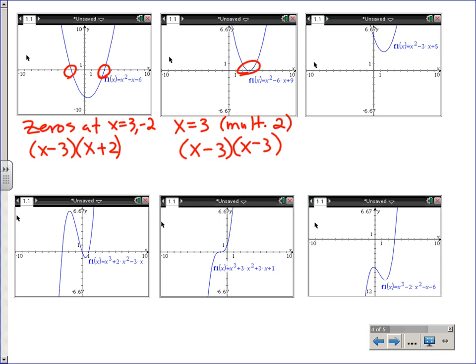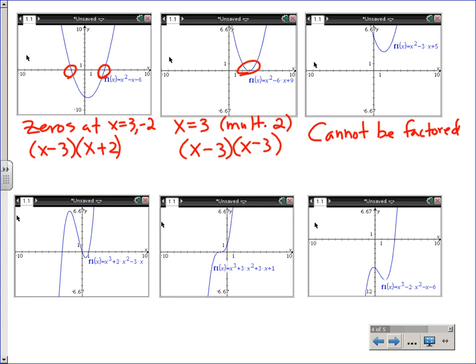The third example, if we're looking to try to write this in factored form, well, we look to see where does this graph cross the x-axis. Well, it doesn't cross the x-axis. So this one cannot be factored. There aren't any factors, and that's basically what that theorem is telling us. Unless it crosses, if there are any zeros, there can't be any factors. So no zeros, no factors.